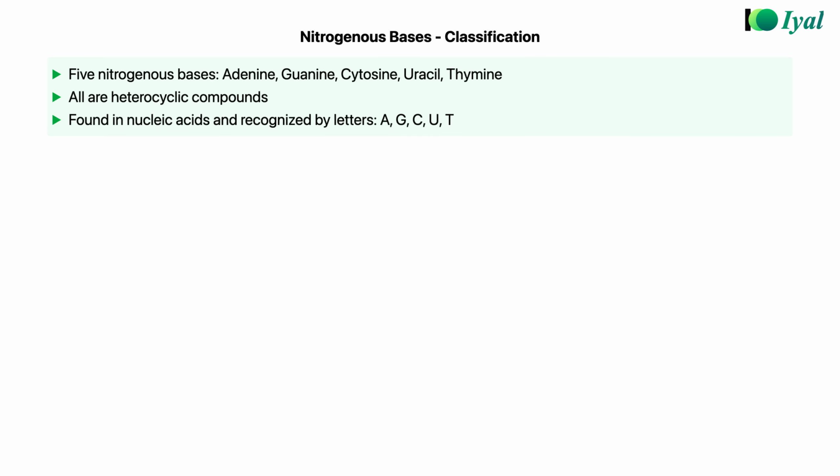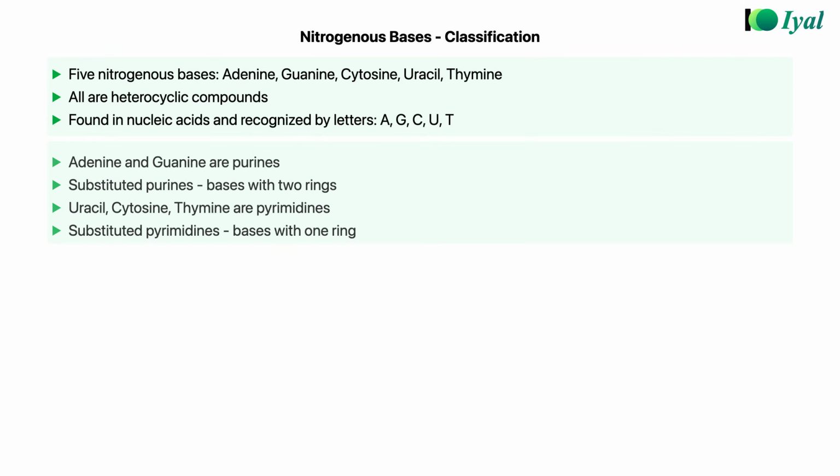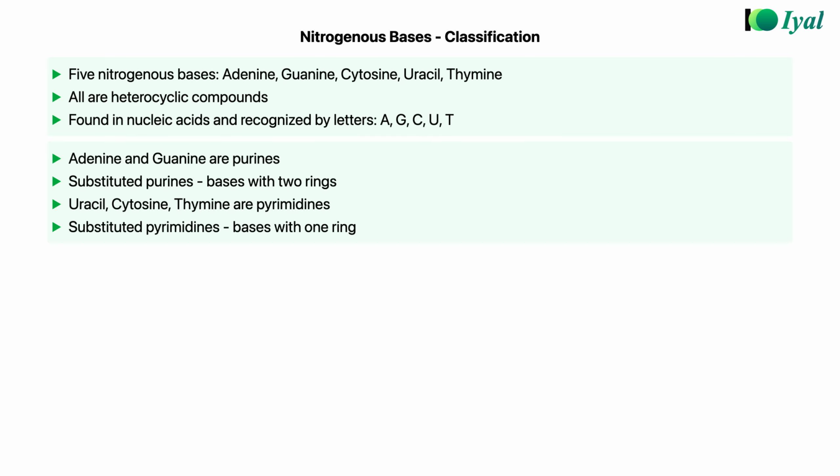The five bases are adenine, guanine, cytosine, uracil, and thymine. You know them by their letters, A, G, C, U, and T. All of them are heterocyclic compounds. They have ring structures with nitrogen atoms in them. Now, we categorize these bases. Adenine and guanine are called purines. They have two rings in their structure. The other three, uracil, cytosine, and thymine, are called pyrimidines. They have one ring. This structural difference is important for how DNA and RNA pair their bases.